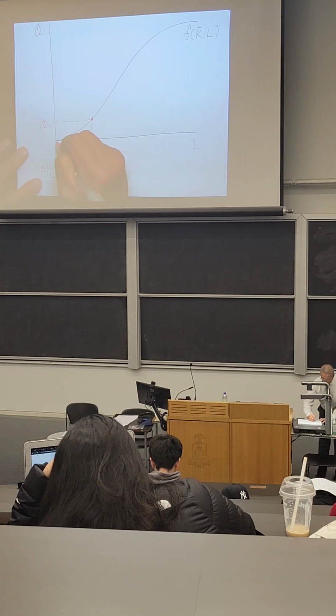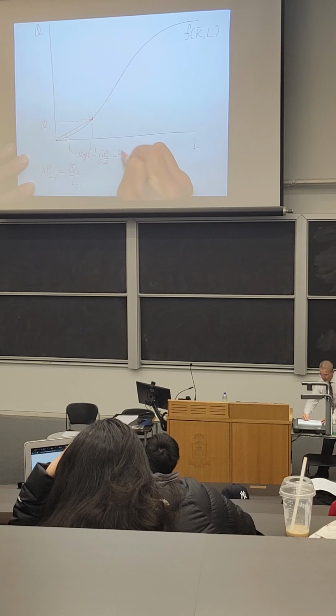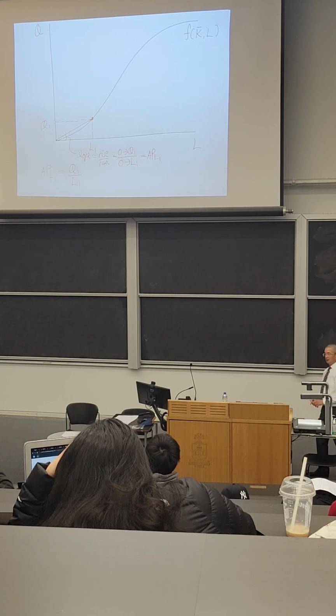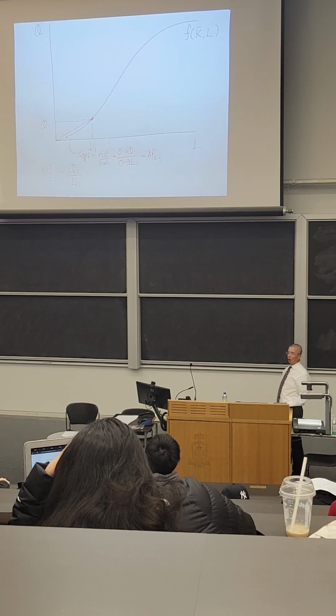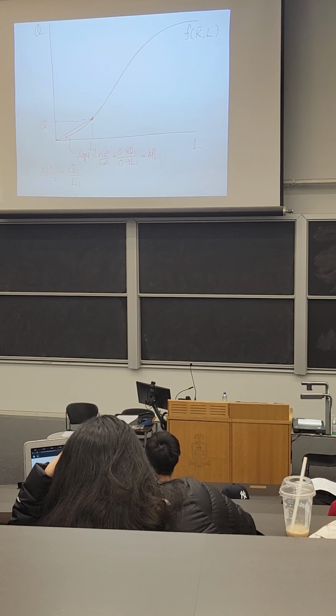And if we draw a straight line from the origin to this point, what do we see? The slope equals rise over run. The rise from 0 to Q1. The run from 0 to L1. In other words, that is the average product of labor. So the slope of the straight line from the origin to this point of the production function is actually showing us the average product of labor.